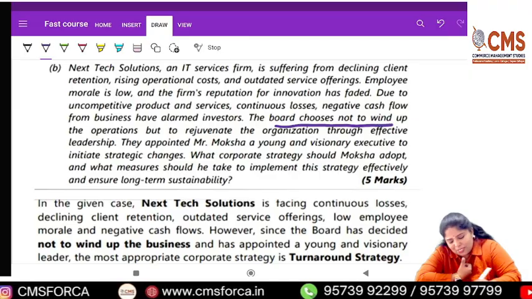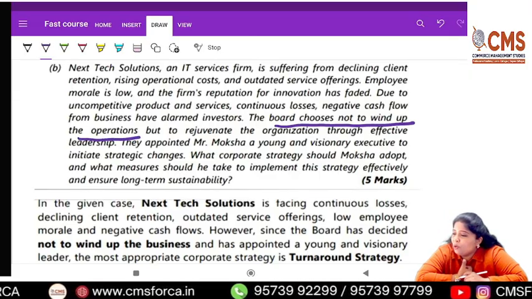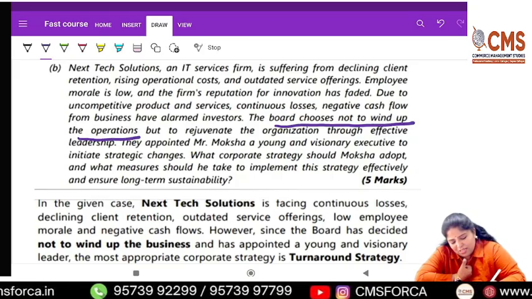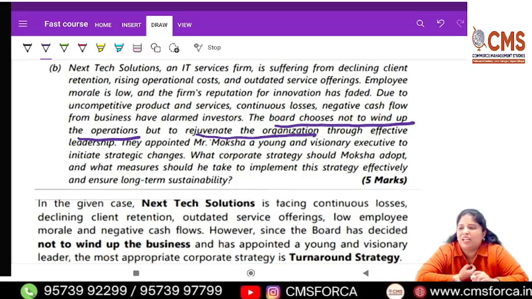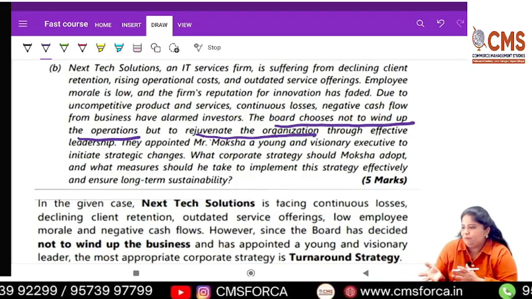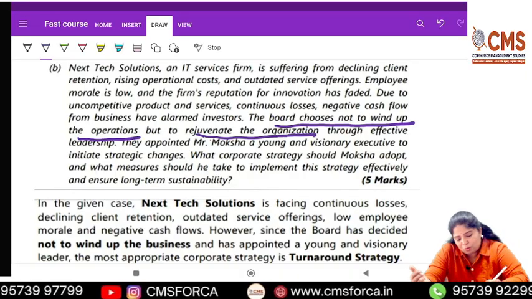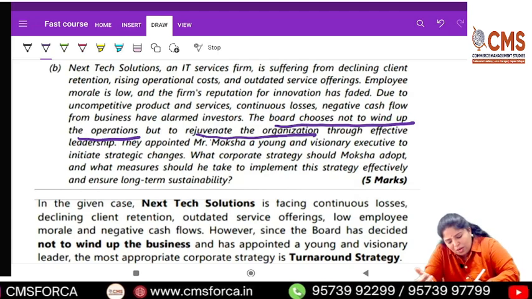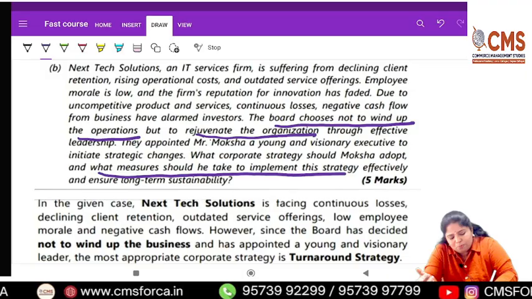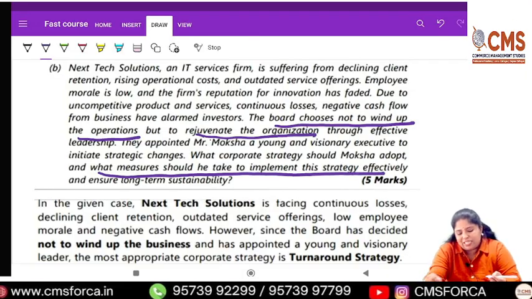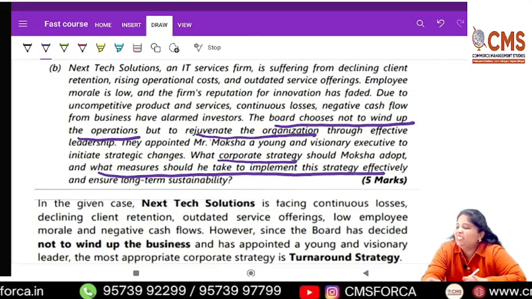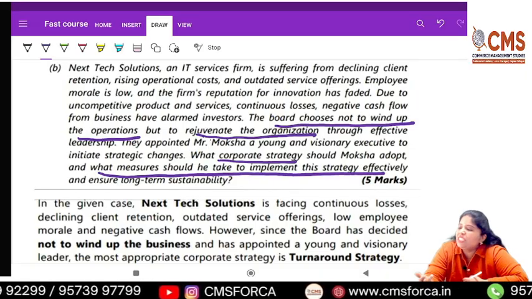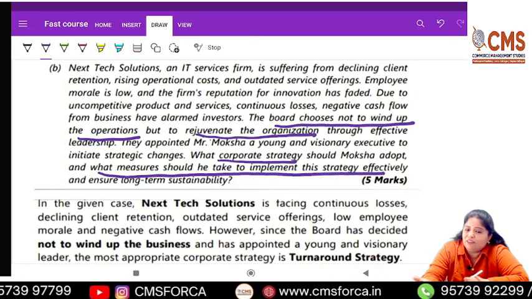Okay, highlight this. They are not choosing to wind up. So they still want to exist in the market. So they want to rejuvenate the organization. So they want to revive it. They want to get back to their normal operations. And towards that, what measures should they have taken to implement this strategy? So first tell me what corporate strategy they should choose. They want to revive, right?